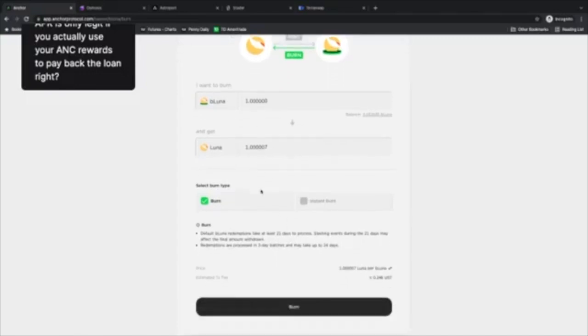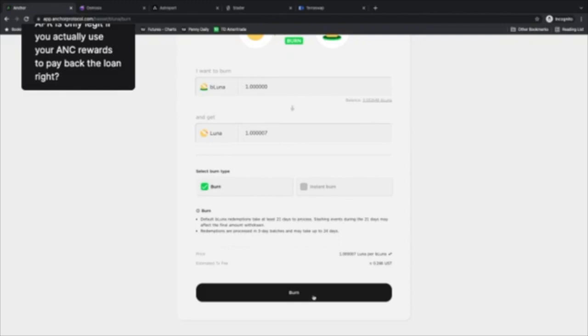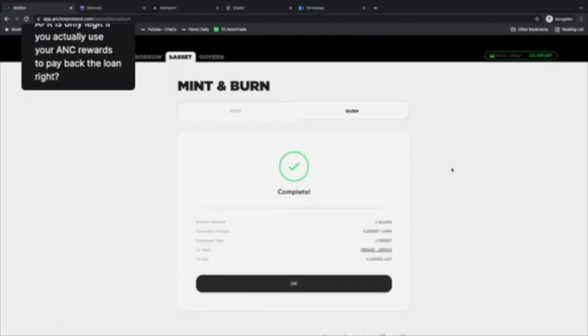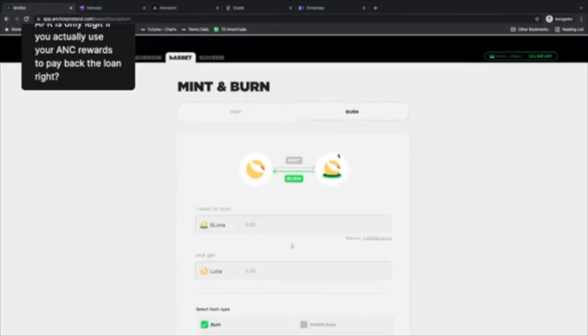So when I click burn, I'm going to hit burn. Let me approve this. Once it's approved, I'll show you guys where you can see what's going to be released over the time period. So let this populate here. Just give it a second. Okay. Complete. All right.